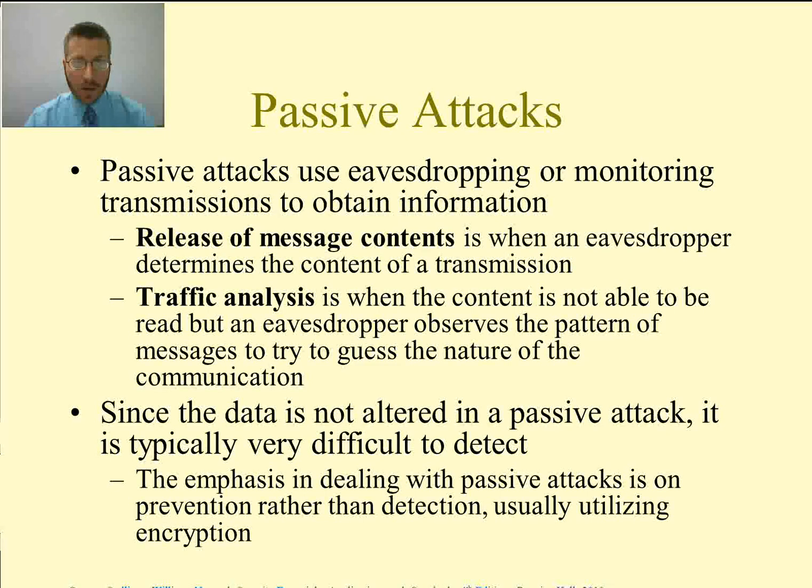What we can do is encrypt our data, which is going back and forth between us and whoever we're communicating with. What that will allow us to do is hopefully that the passive attack is not going to be able to get access to any of the data that we're transmitting. So encryption is typically the way that we prevent passive attacks, since it's nearly impossible for us to detect passive attacks.